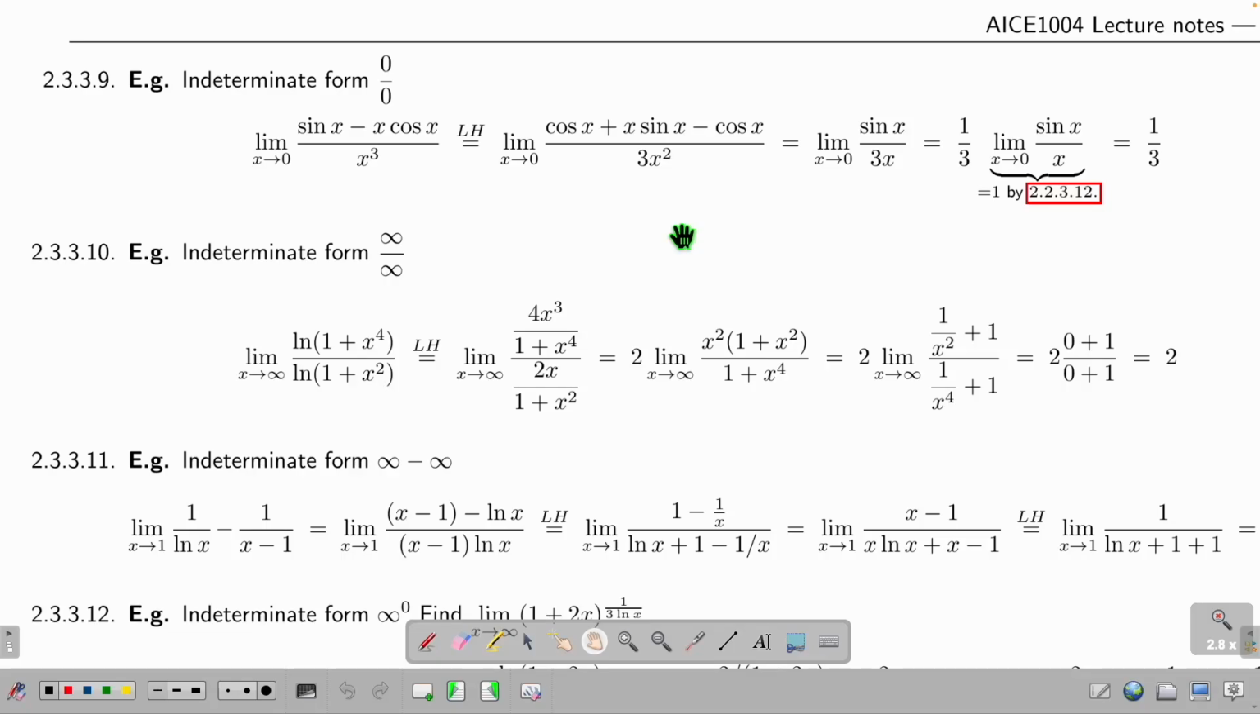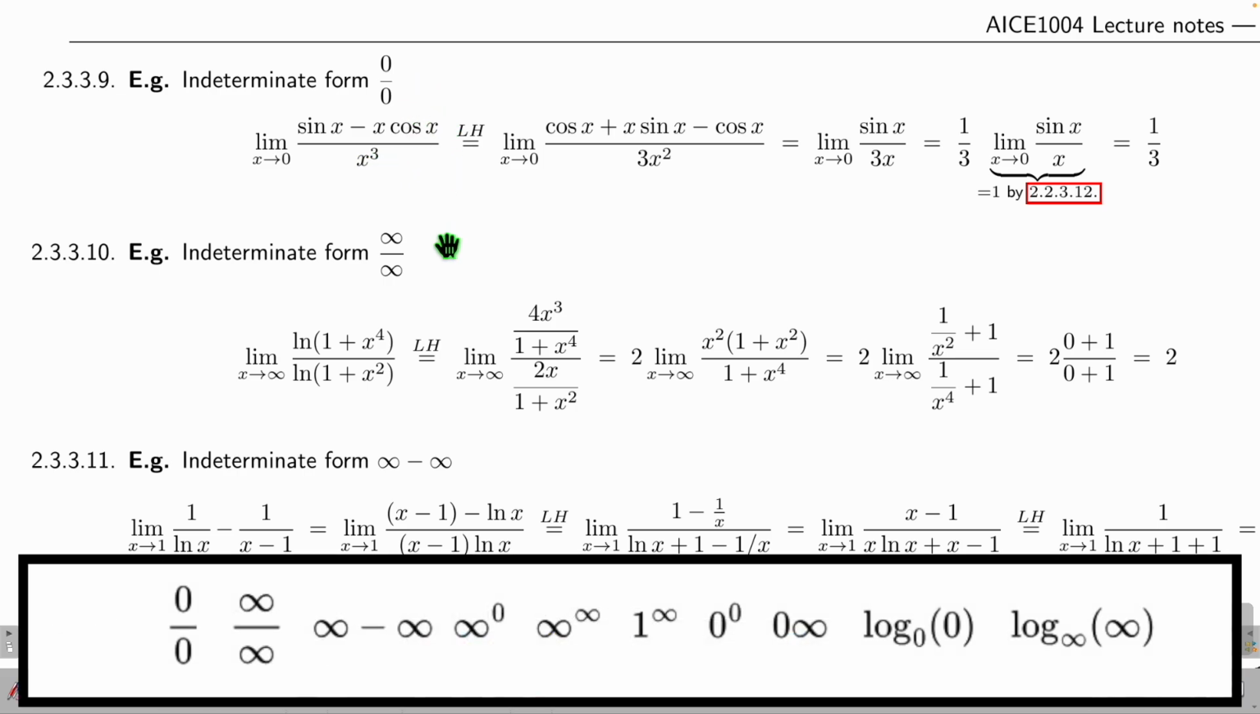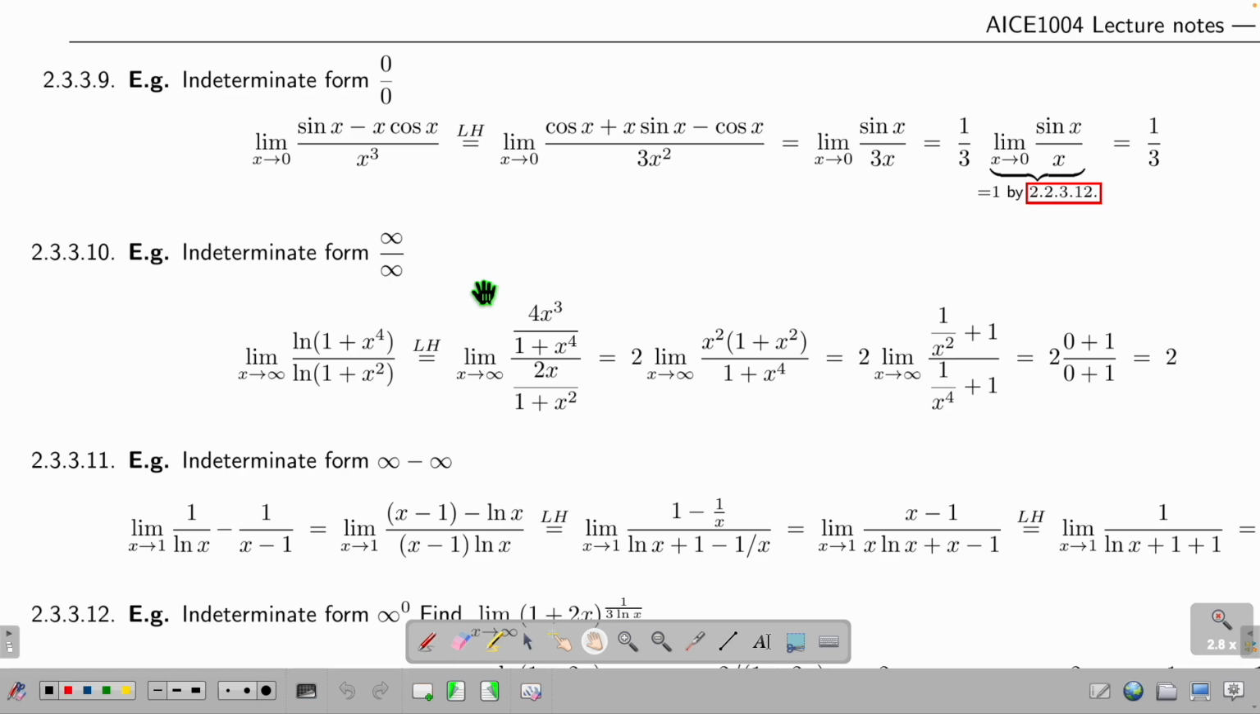I want to find this limit: sine x minus x cosine x, divided by x to the power 3. You find something that is either 0 divided by 0, infinity divided by infinity, infinity minus infinity, infinity to the power 0, or 0 to the power infinity, something like this kind of crazy thing called indeterminate form. You just do the following step.